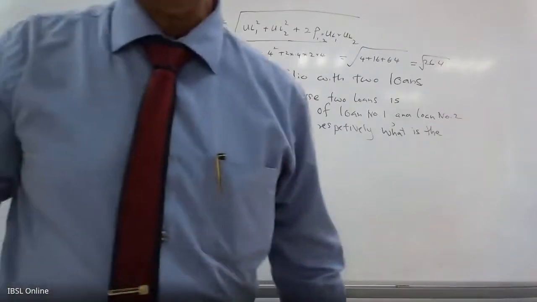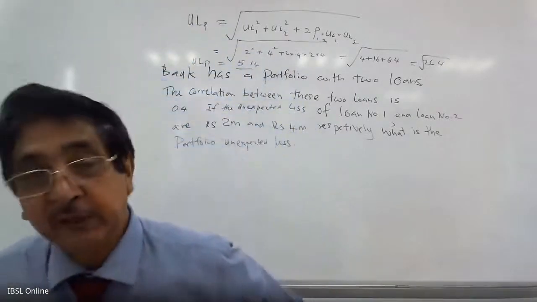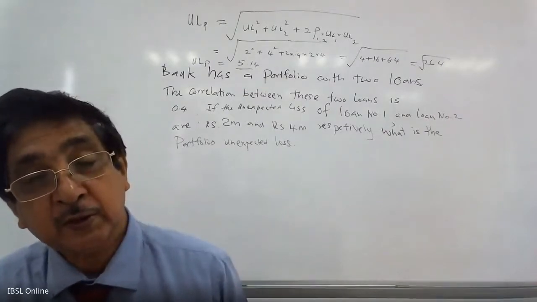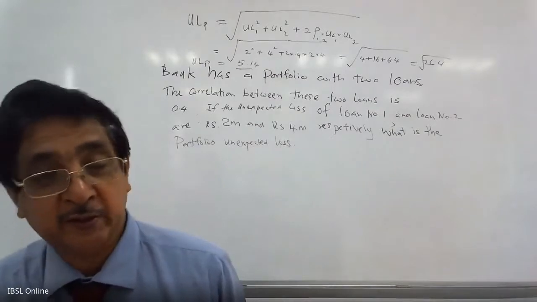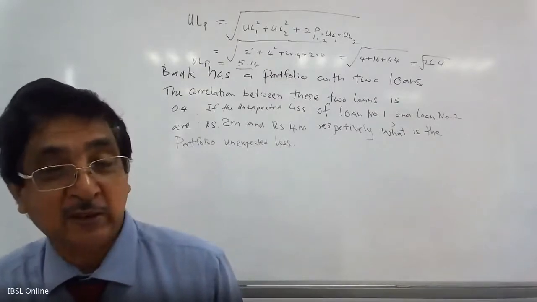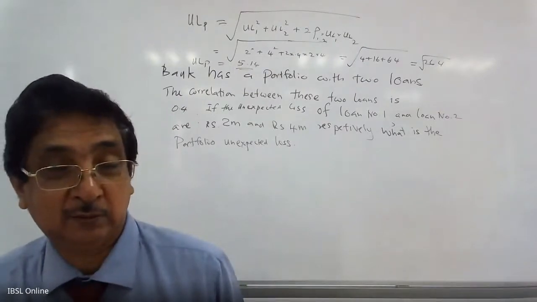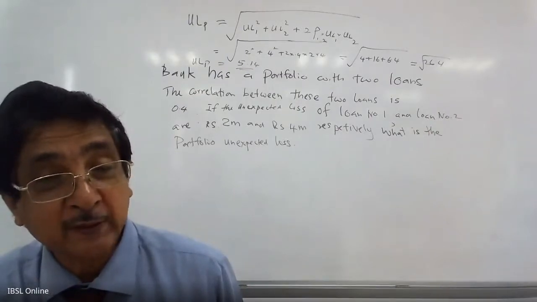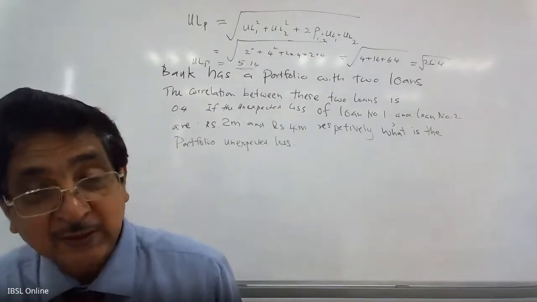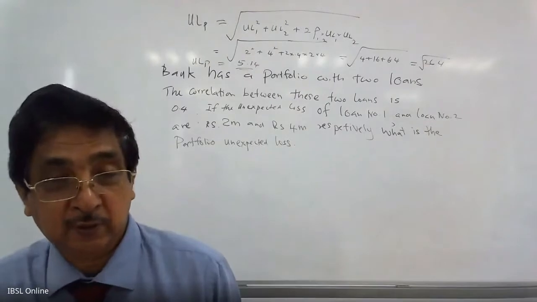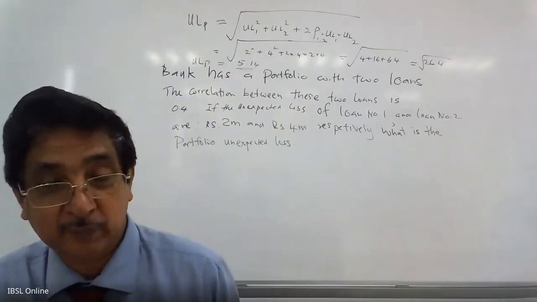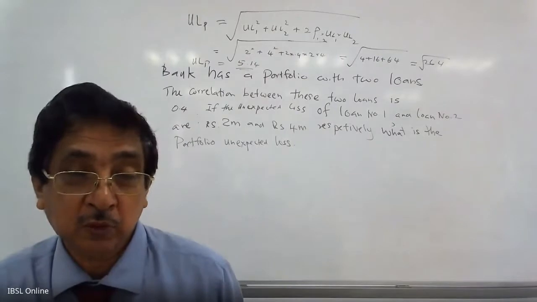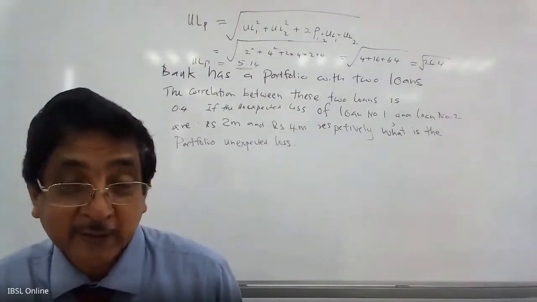Now, what is the analytical point here? If you take the two loans, two unexpected losses, one is 2, the other one is 4. If you just add it, you get 6. But if you take the unexpected loss of the portfolio as in the formula, you get a value which is less than 6. It is only 5.13. Now this value depends on the correlation.